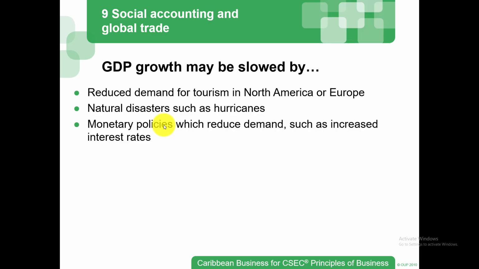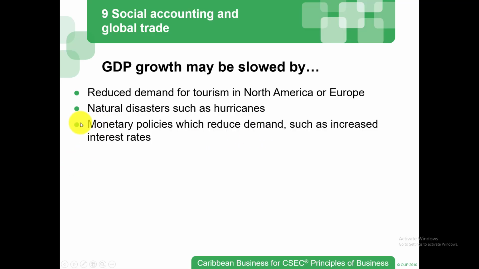You know, when there's a downturn in the economy in America or Europe or China, and tourists stop coming to the Caribbean, GDP tends to fall because there's nobody coming, so there's nothing being produced much to satisfy the demand. So therefore, that would cause GDP to fall. Okay, so when tourism drops, GDP tends to fall. And of course, monetary policies which reduce demand, such as increased interest rates.